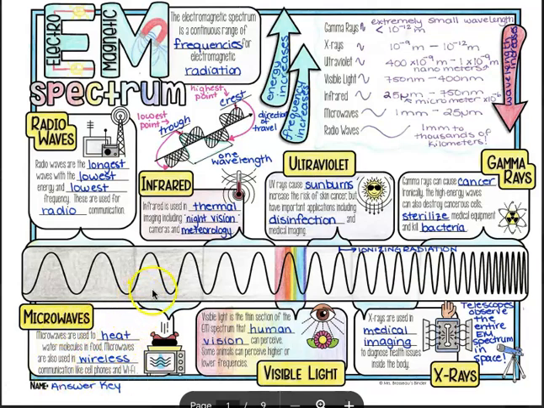Microwaves are shorter than radio waves and have a little more energy. They are used in microwave ovens, obviously, and for wireless communications like cell phones and Wi-Fi. So without microwaves, you cannot use your phone.